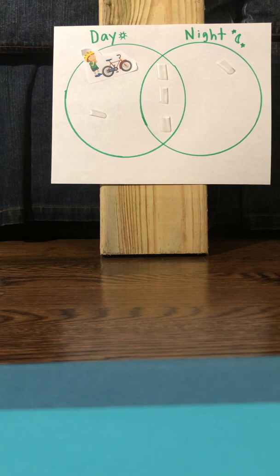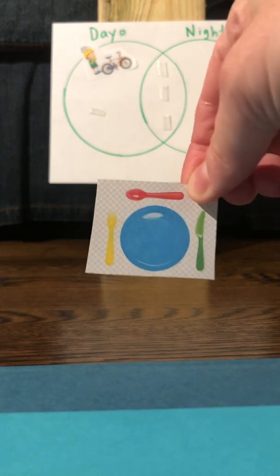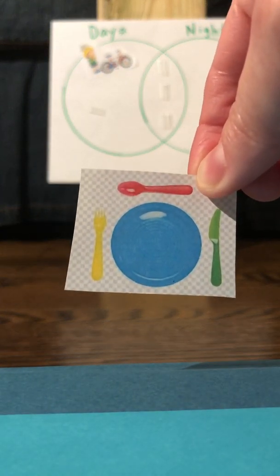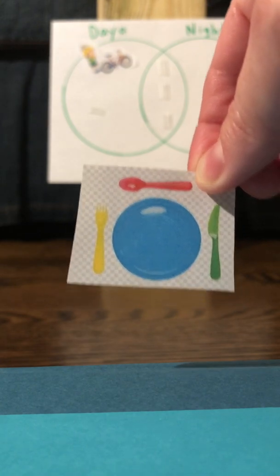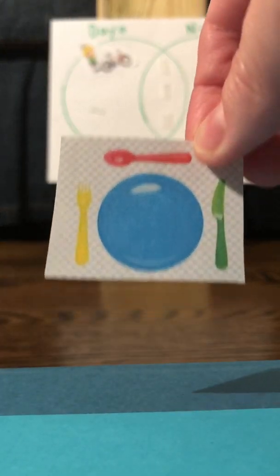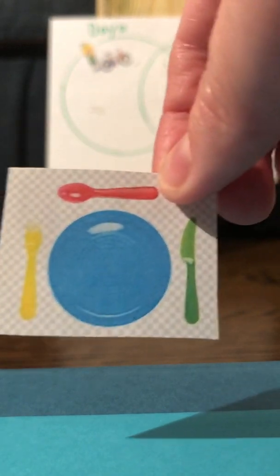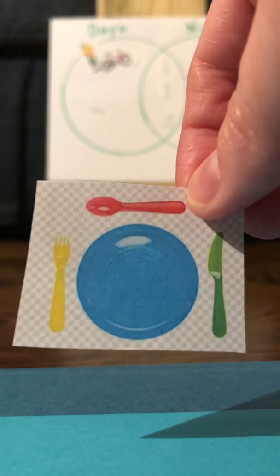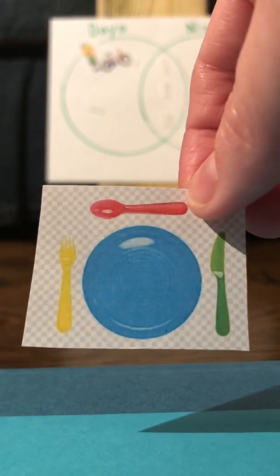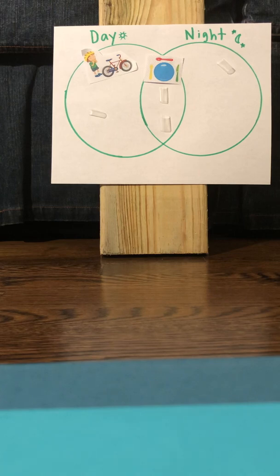I can think of something. This is something that we do at school and at home. What do you think this is a picture of? If you were thinking it's a picture of a plate and a fork and a spoon and a knife, you're right. We eat during the day and at night. We eat breakfast and lunch when the sun is up outside. And when it's dinner time, if we look out the window, how does it look? You're right, it's dark outside. So this is something that we do during the day and during the night. So I'm going to put it in my middle space.